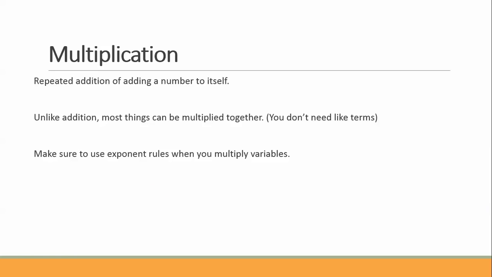When you do multiply, make sure you remember your exponent rules when you multiply things with exponents, not just variables, anything with exponents. So for instance, if we have x squared times x to the fourth, that's x to the 2 plus 4. Same base, multiply, we add our exponents, so that's x to the sixth.